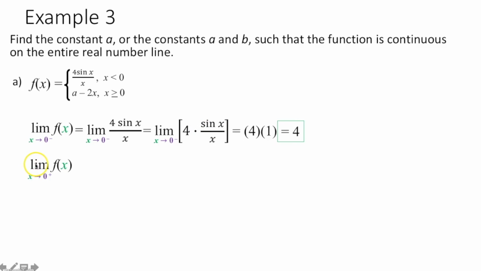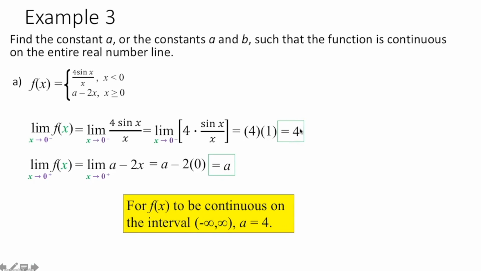Now we look down here, we have the limit as x approaches 0 from the right, which is this part of the piecewise function. Now, to figure this out, again, we plug in 0 for x, and we simplify it, and we end up getting a. So the limit as x approaches 0 from the right of our function is equal to a. Now, in order for this piecewise function to be continuous on the whole real number line, we need these two limits to be equal to one another. So a must be equal to 4 in this case.